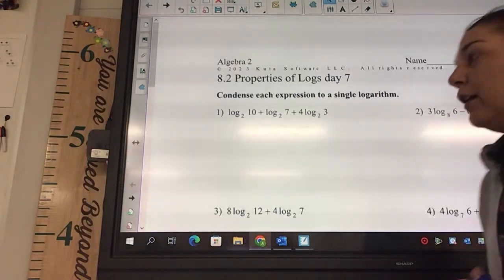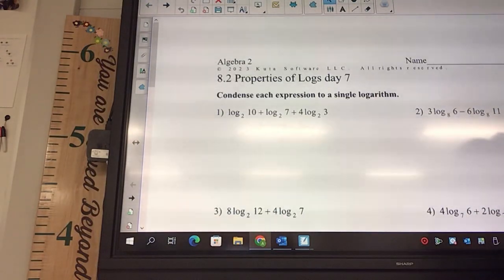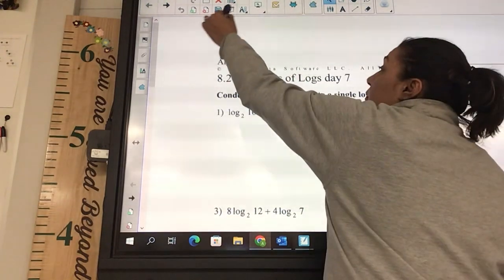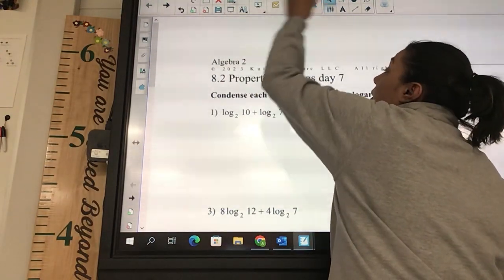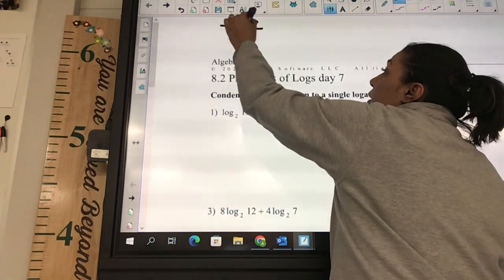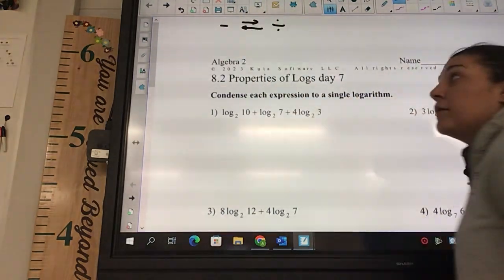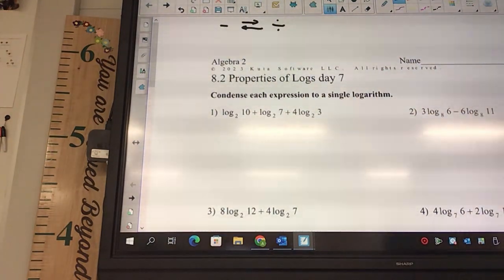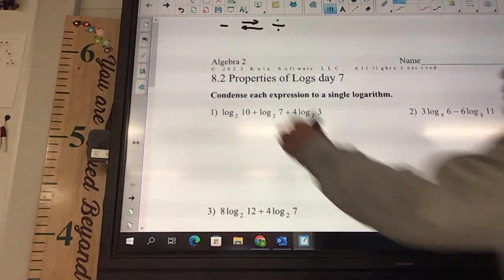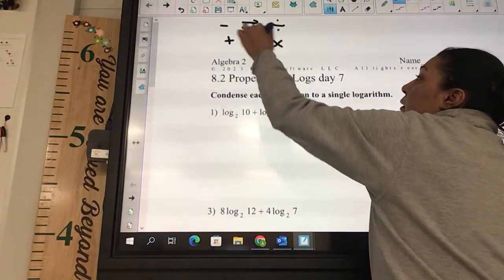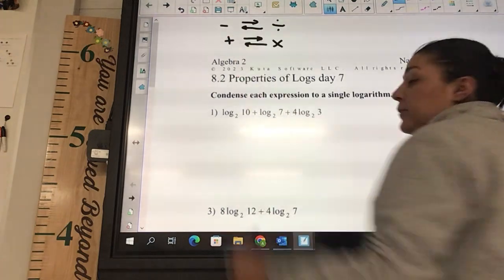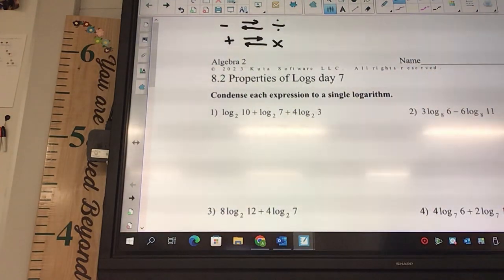Learned so far. What are they? What's one of them? Minus and division. Minus goes with division and division goes with minus. What's another one? Addition and multiplication. Okay, and same thing. And then there's one more.